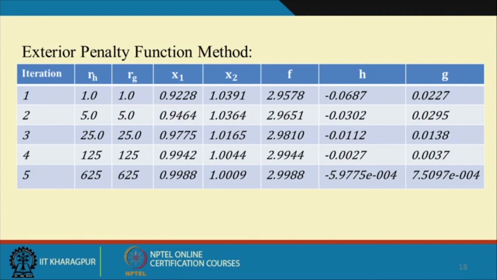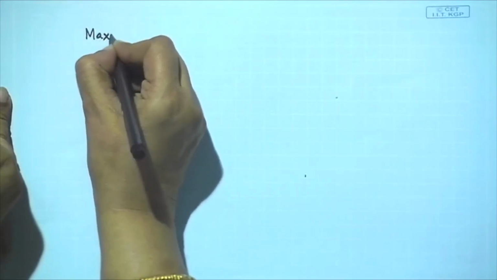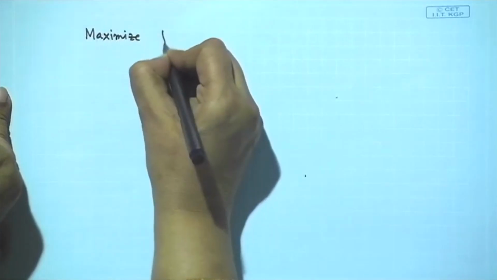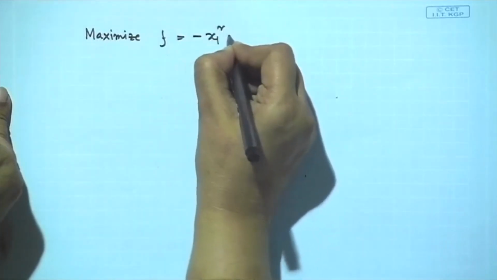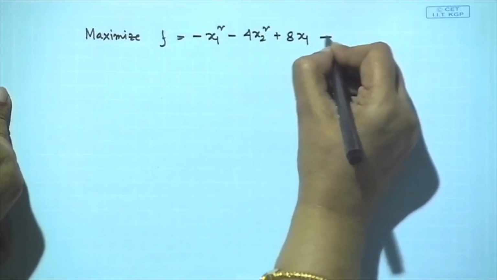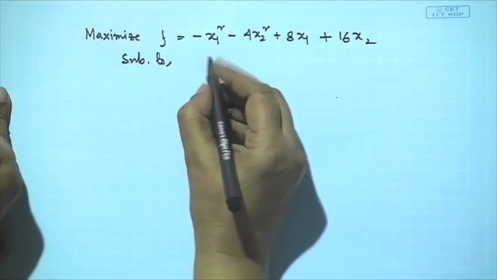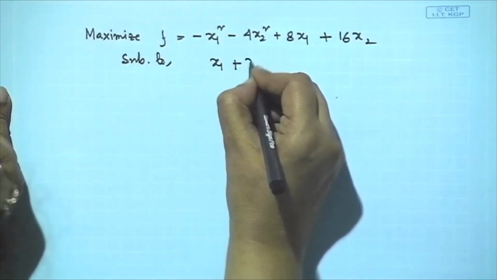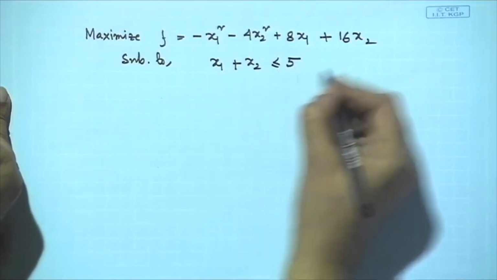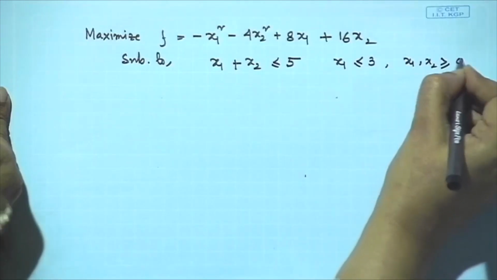Let me consider another problem that is of maximization type. See, the problem is maximize minus x1 square minus 4 x2 square plus 8 x1 plus 16 x2, subject to, this is a maximization type of problem, the constraints x1 plus x2 less than or equal to 5, x1 less than or equal to 3, and x1 and x2 greater than or equal to 0.